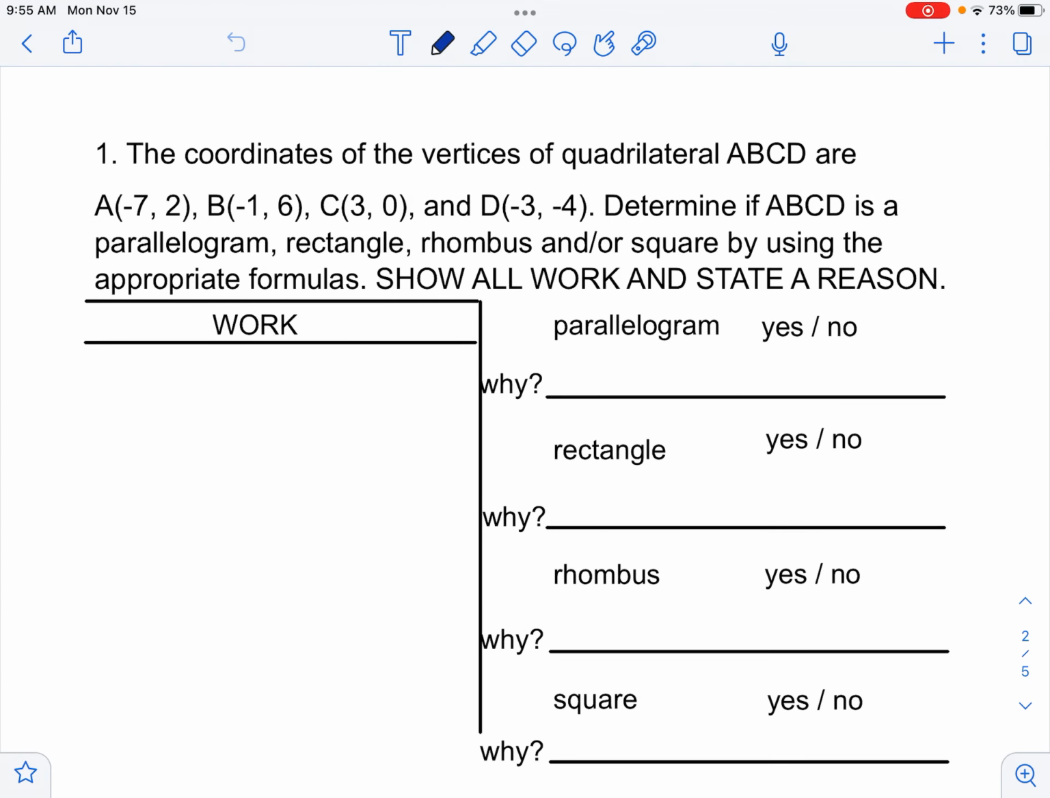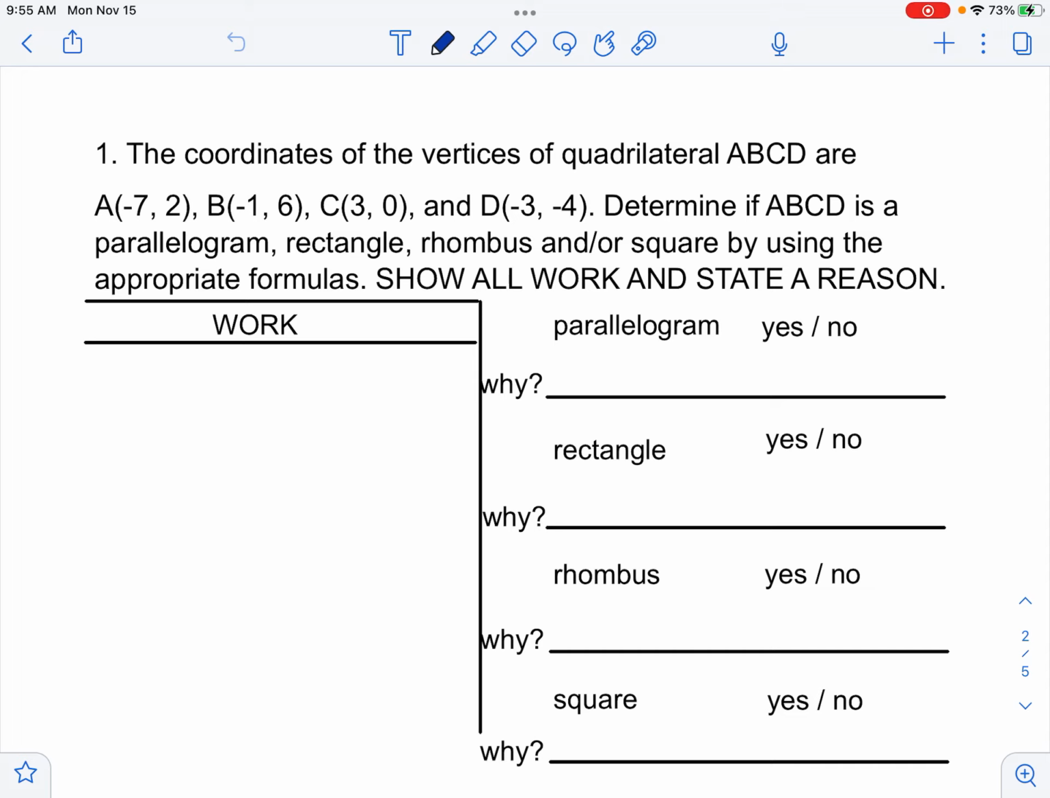All right, so we're going to jump right into practice here. The first one says the coordinates of the vertices of quadrilateral ABCD are, and then I give you a list of 4 points. Determine if ABCD is a parallelogram, a rectangle, a rhombus, and/or a square by using appropriate formulas. Show all work, and you must state a reason. That's off to the right for the reasons.